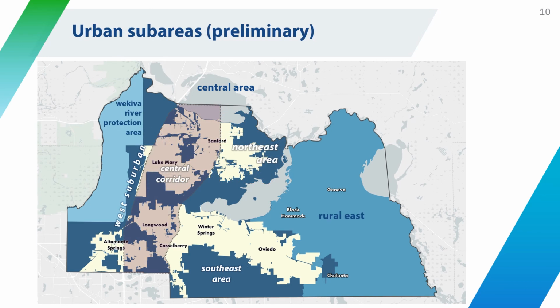The last map shows all the preliminary areas and sub-areas we have discussed. We will use these geographic designations to facilitate further study of the differences and similarities between different geographic areas of the county as we move into the next stage of the vision plan.